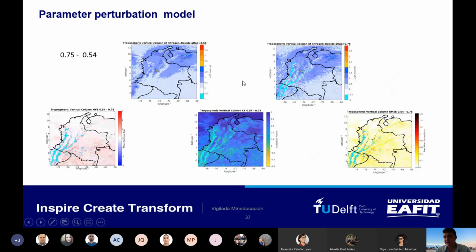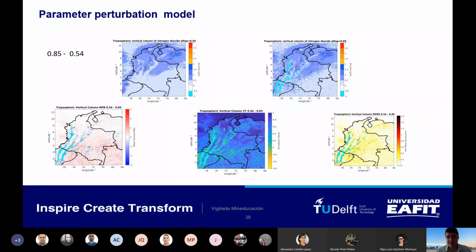And I started looking for differences between quality flags of the two maps, and then the statistics. You can see here the mean fractional bias, the correlation factor, the root mean square. These statistics let us know areas where the products from one quality to another have changes. This is also the 0.85.